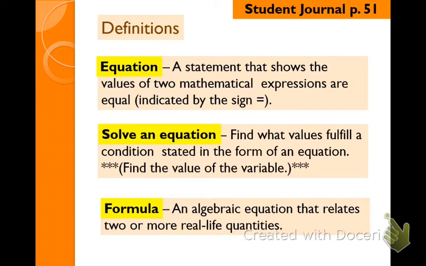An algebraic equation that relates 2 or more real-life quantities.